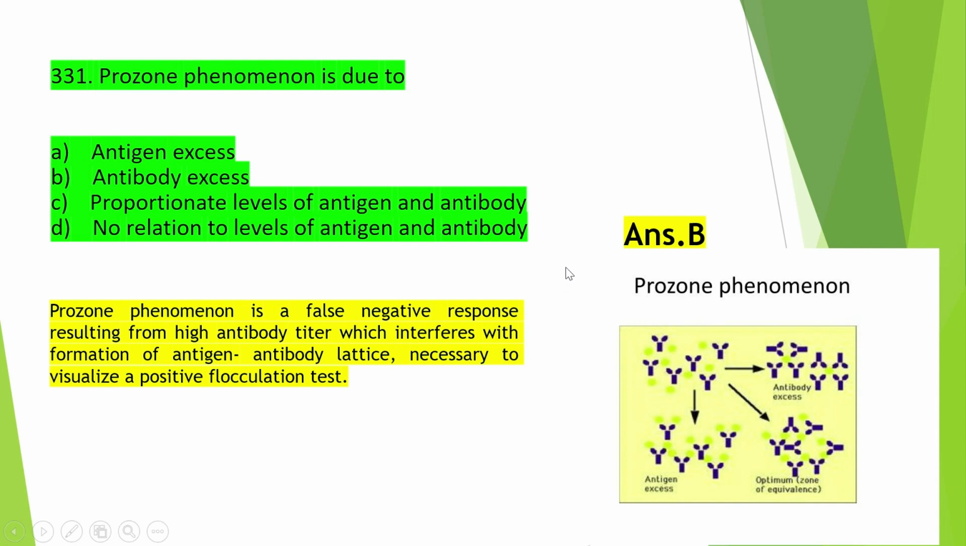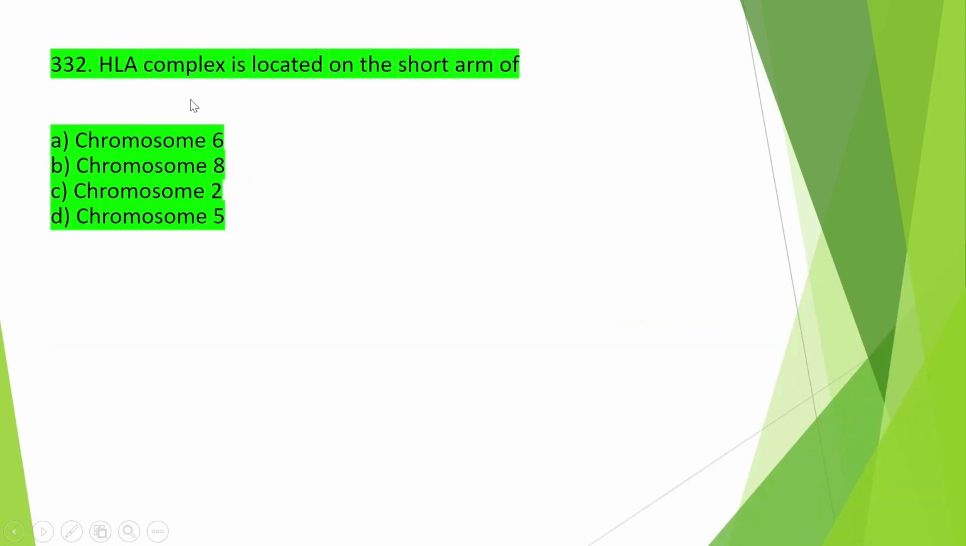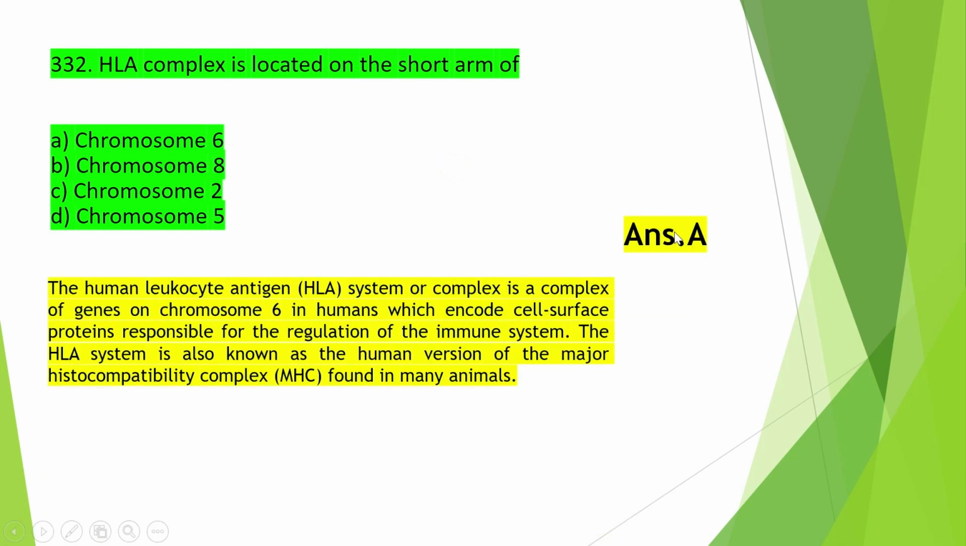Okay, so move on to the next question: the HLA complex is located on the short arm of chromosome 6, chromosome 8, chromosome 2 or chromosome 5, and the right answer is option A, that is chromosome 6. The HLA, or human leukocyte antigen system or complex, is a complex of genes on chromosome 6 in humans which encode cell surface proteins responsible for the regulation of the immune system.